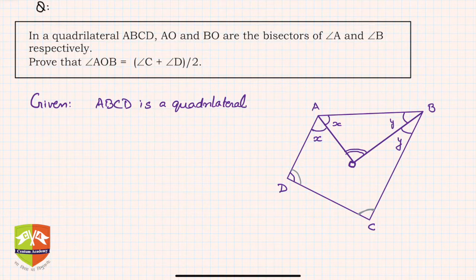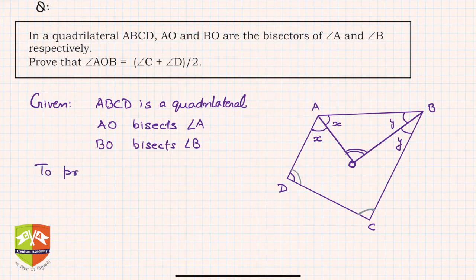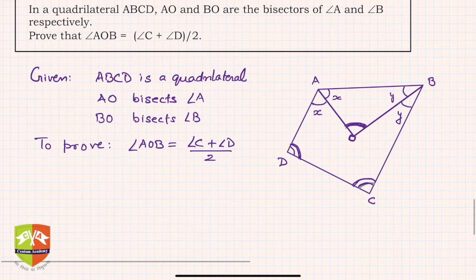So ABCD is a quadrilateral, it's given, then AO bisects angle A, and BO bisects angle B. Okay, what is to prove? To prove angle AOB, so keep in mind, where is angle AOB? So this is angle AOB, isn't it? Angle AOB is equal to angle C plus angle D upon 2. Also keep in mind, this is angle D, this is angle C. Also keep in mind, where are angle C and D? So you know where it is. So this angle is C, and this angle is D. Okay, now let's proceed further.